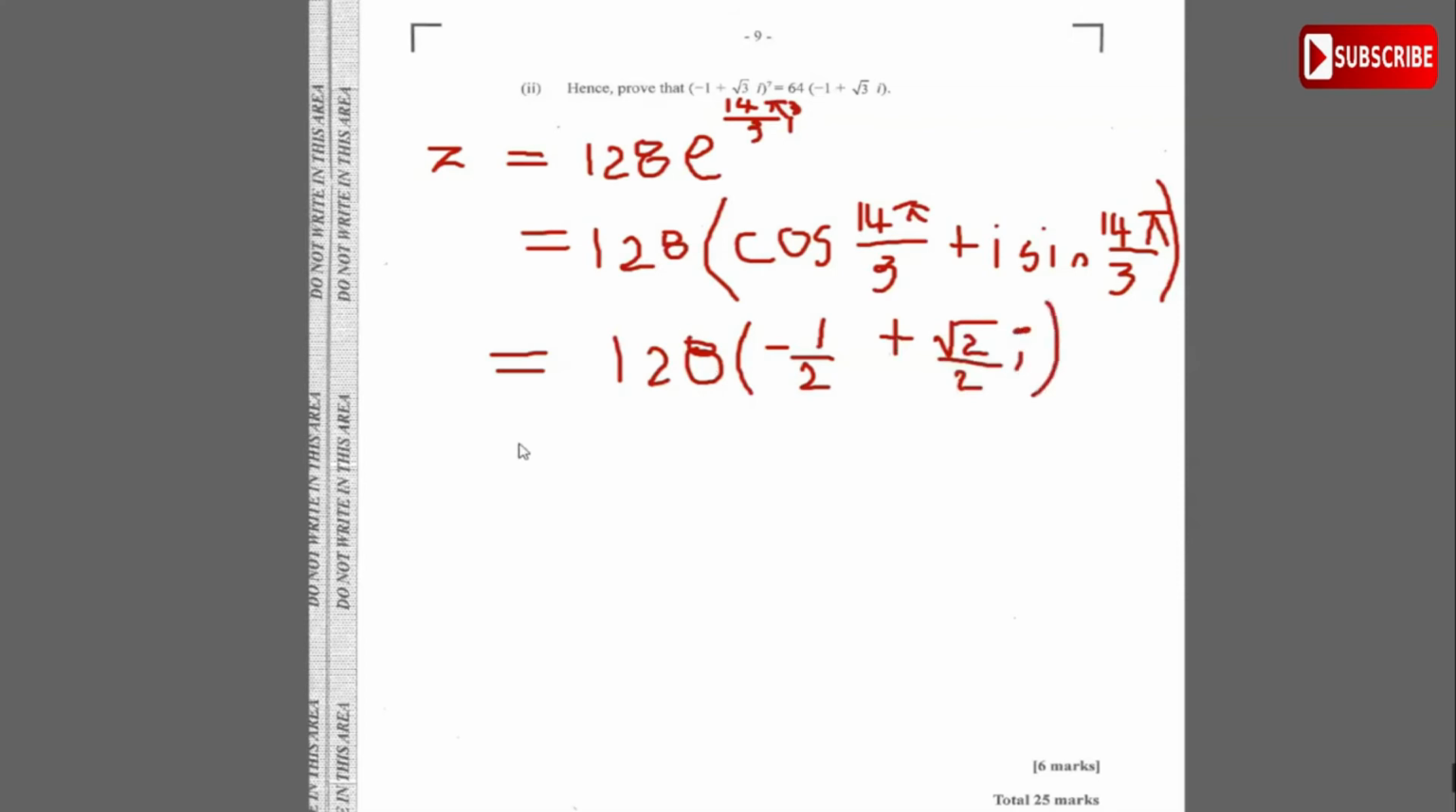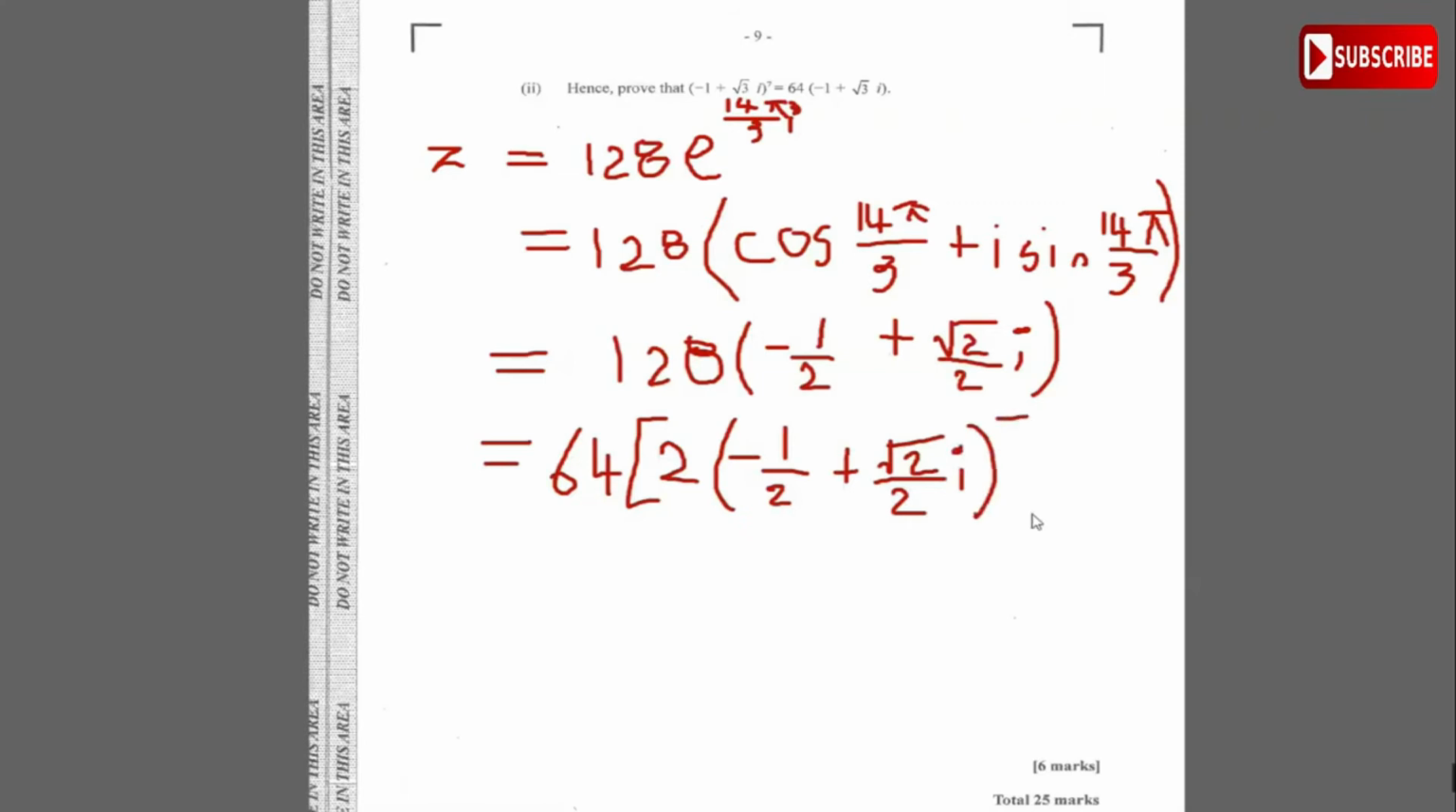Now look what I'm going to do right here. Instead of writing 128, I'm going to break up 128 as 64 times 2, and then the 2 is going to be multiplied by minus half plus root 2 over 2 times i. And so now we can finish off this question very, very easy.